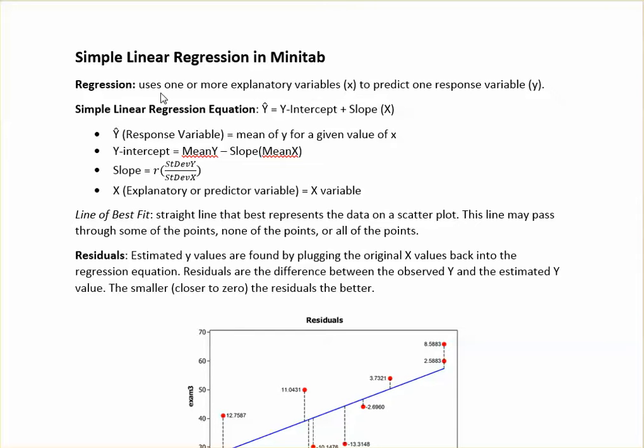Regression uses one or more explanatory variables, x, to predict one response variable, y. In the simple linear regression equation, you've got your little y hat, which is your response variable, the mean of y for a given value of x, equal to the y-intercept plus slope times the x value, where your x value is your explanatory or predictor variable. The simple linear regression equation is basically your line of best fit, which is a straight line that best represents the data on a scatter plot. And this line may pass through some of the points, none of the points, or all of the points.